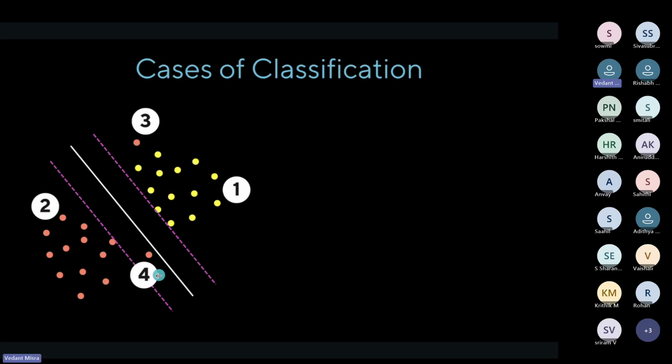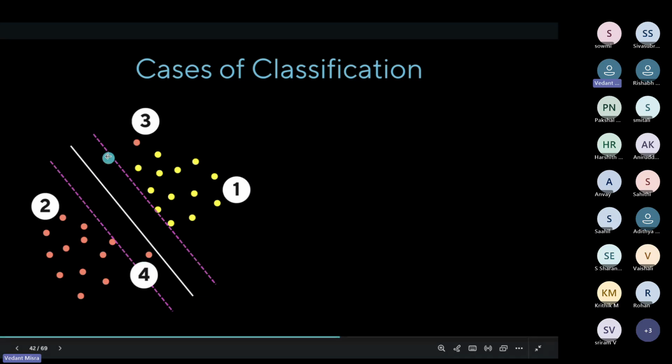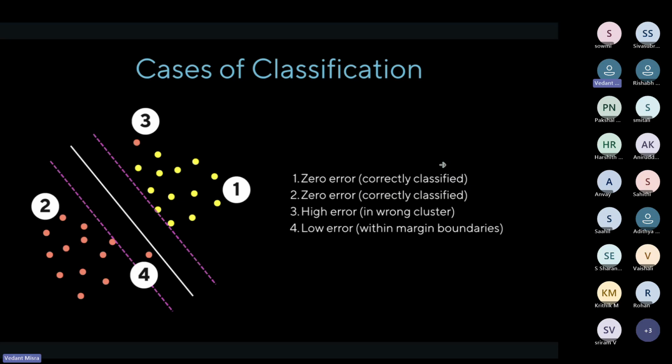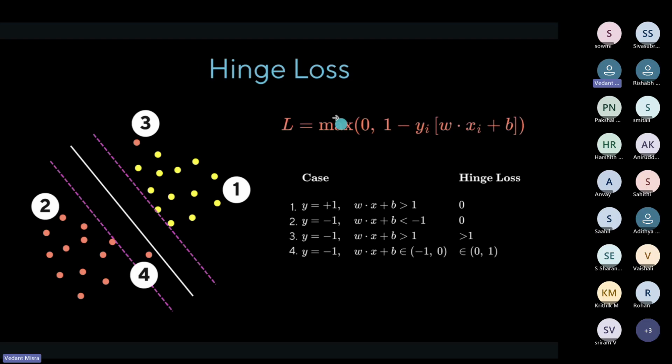And the fourth kind of point that we can get is this one. While it is classified correctly, it is pretty close to our classifier. So we would also want to give the model some sort of penalty here, to say that you're going too close to some points. So in the first case, there was no error. In the second case, there was no error. In the third case, we would want a high error. And in the fourth case, we would want some error. It should be low, but there should be some error. So we need to define a loss function which satisfies these properties. And that loss function is called the hinge loss. This is the form it takes. It looks a little complex, but it's actually pretty simple.